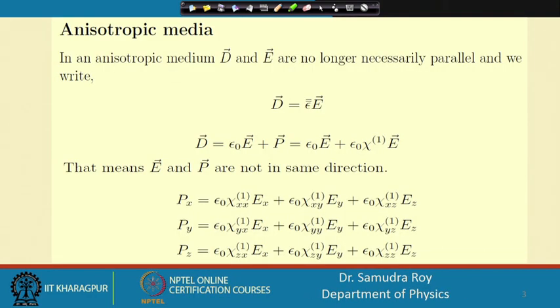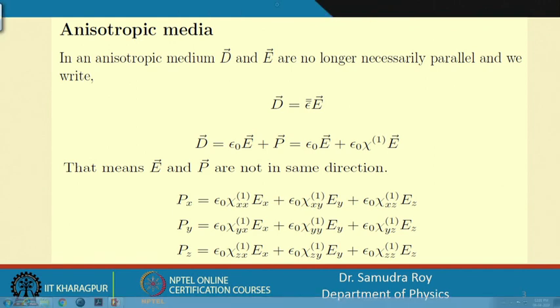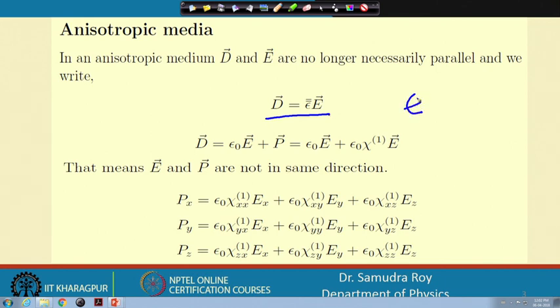This is the previous slide. We have already introduced this slide in the last class, but let us do that once again. This is some sort of recap. The expression in the slide suggests that in anisotropic media D and E are not parallel. There is a main issue here. D and E are not parallel because of this susceptibility tensor quantity.